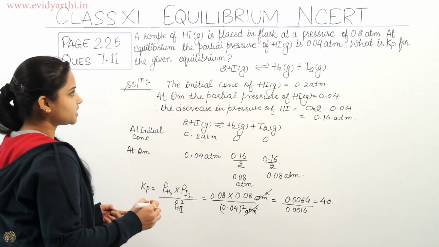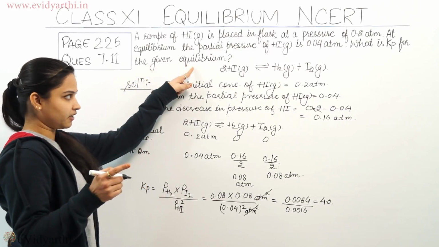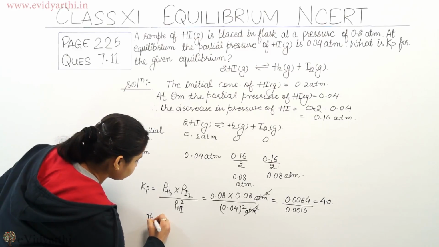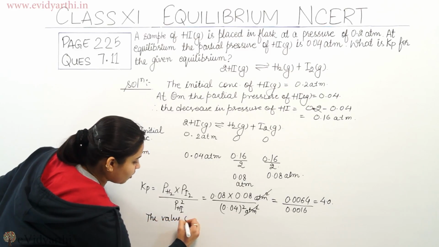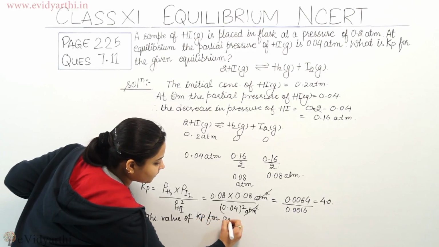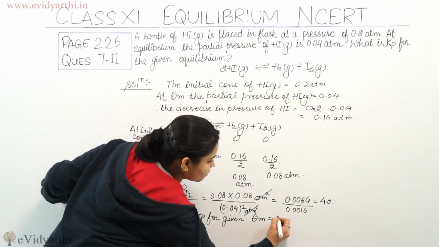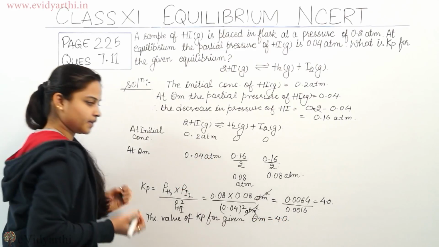Okay. Hence the value of Kp for the given equilibrium is equal to 4.0. Okay.